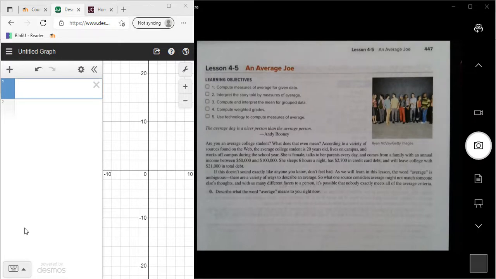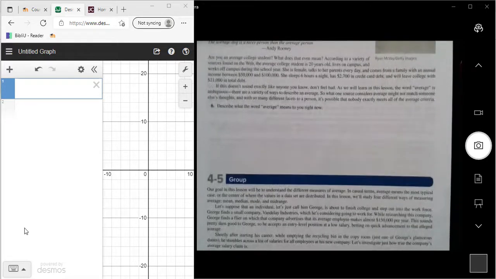As we will learn in this lesson, the word average is ambiguous. There are a variety of ways to describe an average. So what one source considers average might not match someone else's thoughts. And with so many different facets to a person, it's possible that nobody exactly meets all of the average criteria. Okay, now it says here, our goal in this lesson will be to understand the different measures of average.